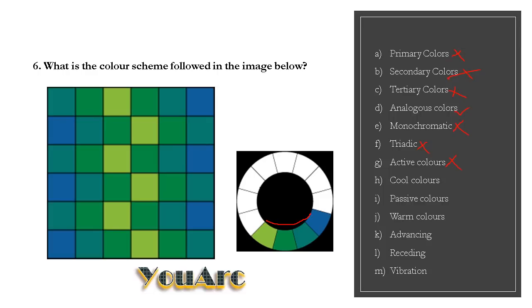Active colors means warm colors. Cool colors? Yes, these colors belong to cool colors. Passive colors? Yes, cool colors are also called passive colors. They are not warm colors. Advancing colors? Warm colors are also called advancing colors. Receding colors? Yes, cool colors are also called receding colors. No vibration here. So the answer is receding, passive, cool, and analogous.